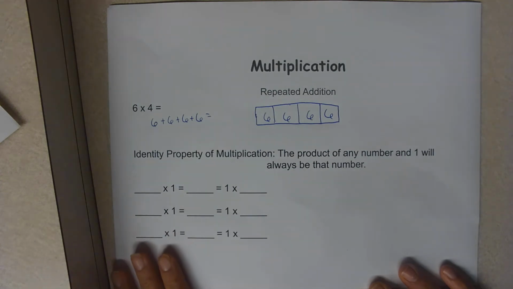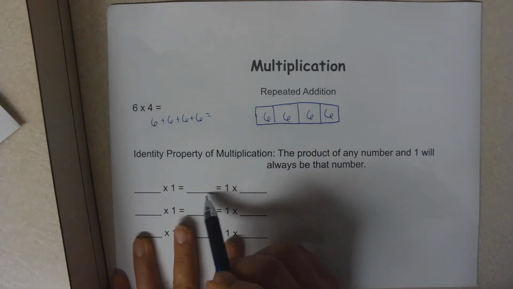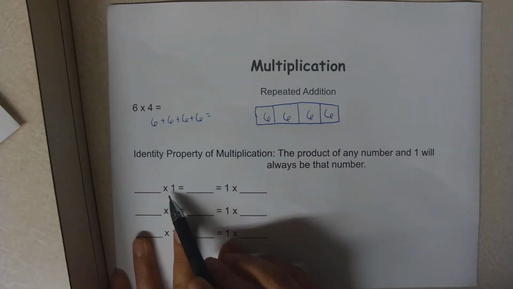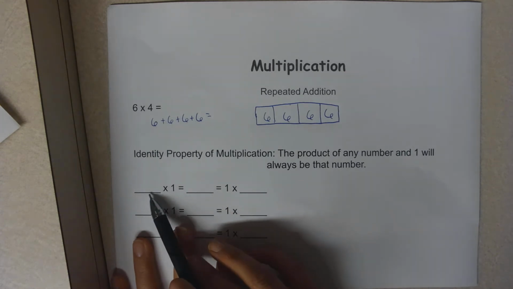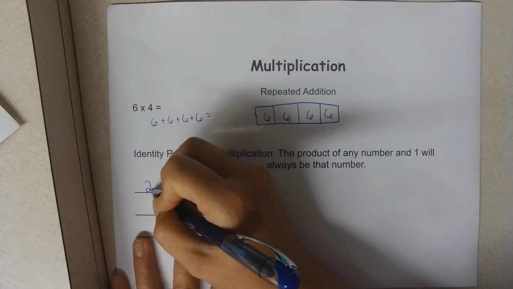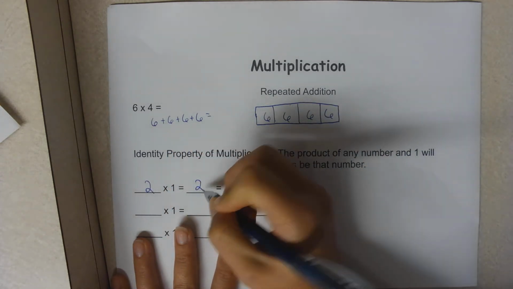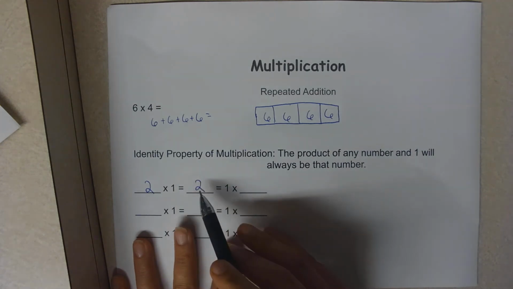So if we go back down to this identity property, that means the product of any number and 1 will always be that number. So the product, that's your answer, will stay the same as the original number. For instance, if your number is 2, the product will be 2. So 2 times 1 is 2.